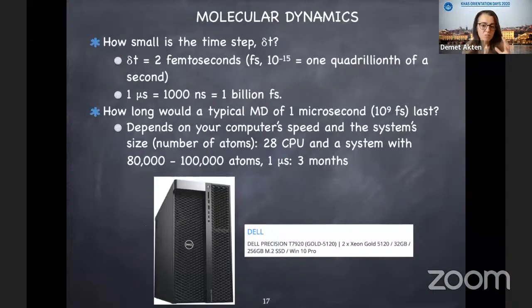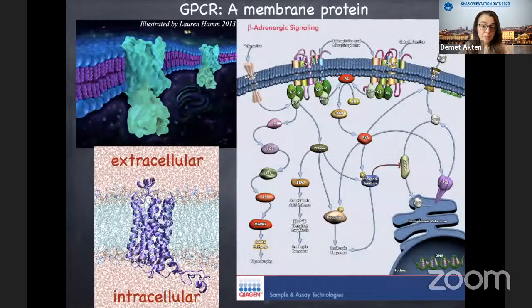But with a 28 CPU server, just like this one, if you're working on a system, of course, it will depend on your system size. If it's between 80,000 and 100,000 atoms, for 1 microsecond the time required is 3 months approximately. And yeah, it's not happening in an instant. So it depends on your computer, depends on your system, and many more factors.